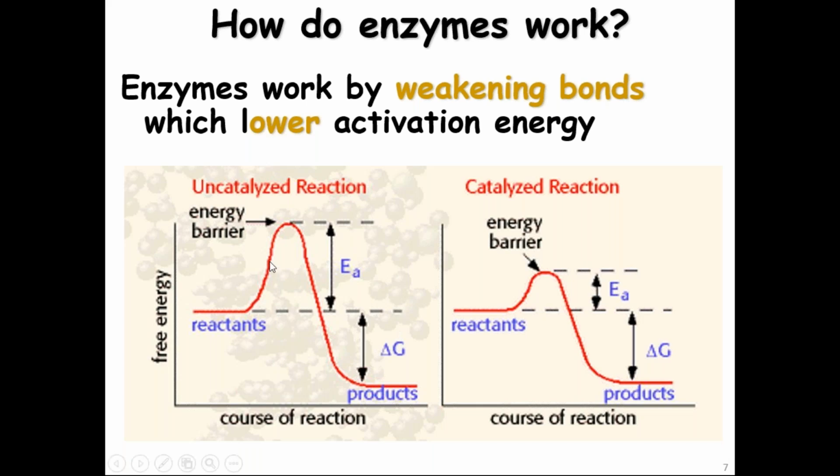If the same reaction is catalyzed in the presence of the enzyme, you see that this energy barrier, that is the activation energy barrier, will be reduced several fold and the products will be formed. So basically, enzymes act by lowering the energy of activation, that is, lowering EA.